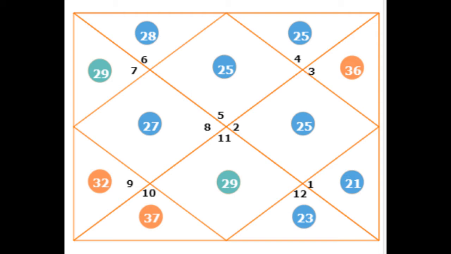Also, the 12th house has only 25 points, which is also very good. The 12th house is for your expenses, so the earning to expense ratio is also good. Your earning is 36 and the expense is 25 points.